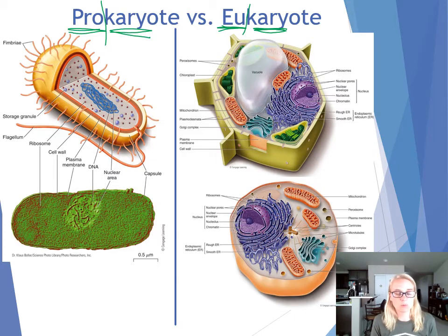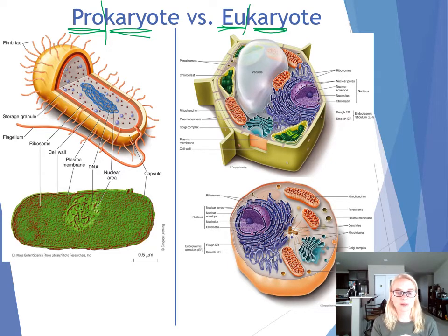Now you might be asking, well, what's a nucleus? Well, a nucleus is an organelle inside of these eukaryotic cells that contains the genetic material for that cell. In this case, it's deoxyribonucleic acid, which is DNA. You might be familiar with that term. So in eukaryotic cells, all of their organisms' DNA is housed within this structure called a nucleus.